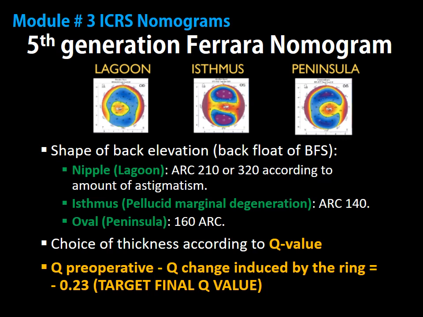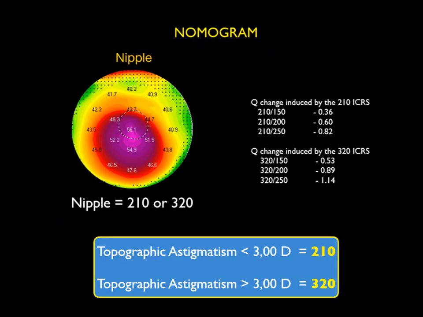And the choice of the thickness will be according to the desired Q value, and we have to target this minus 0.23 value, if we can do that. And according to the topographic astigmatism, if the astigmatism is below 3, we can choose arc length 210, and if it is above 3 diopter, we can choose arc length 320. This, of course, is for the nipple-shaped back floor.